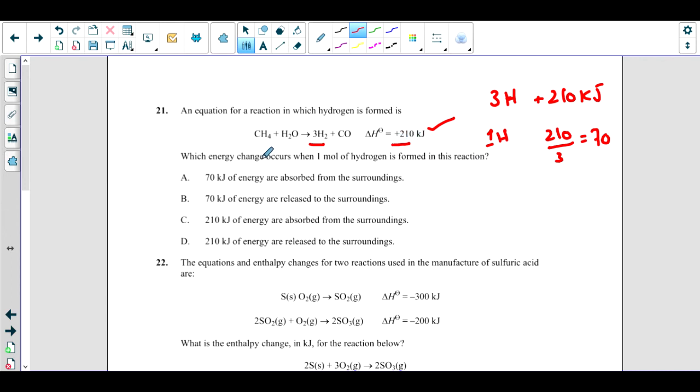So let's see which one is correct. 70 kilojoules of energy are absorbed from the surroundings. Yes, this is true. 70 kilojoules of energy are released. In an endothermic process, energy is not released. False. 210 kilojoules of energy are absorbed from the surroundings. For 1 mole, it is false. If it was for 3 moles, it would be correct. But it is 1 mole, so it is wrong. It's again released, so this is also wrong. So the correct answer is A.